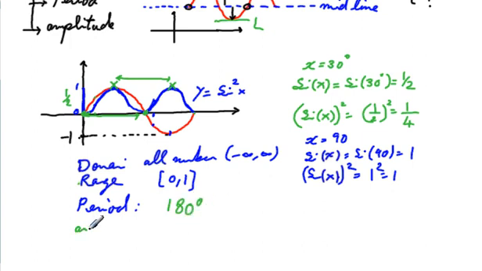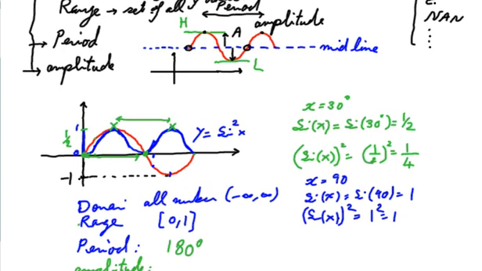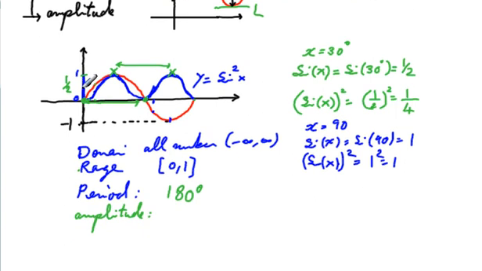What else? Amplitude. What did we say about amplitude? Half the distance between high and low. Here's a high, here's a low. What's the amplitude? The midline of this sine or cosine curve is here. The amplitude is the distance of the high from this midline, or of this low from this midline. What are each of them? Half.